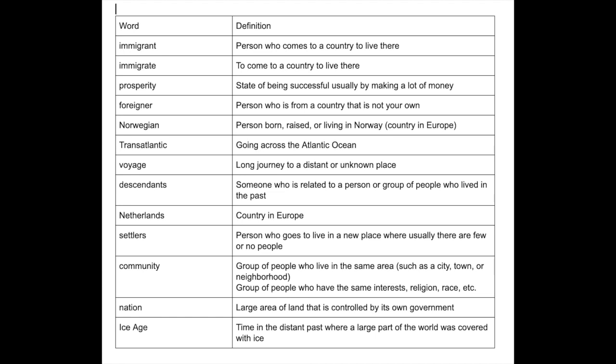Nation is a large area of land that is controlled by its own government, and the Ice Age was a time in the distant past where a large part of the world was covered with ice. I want you to think of the cartoon, the movie as well, okay?